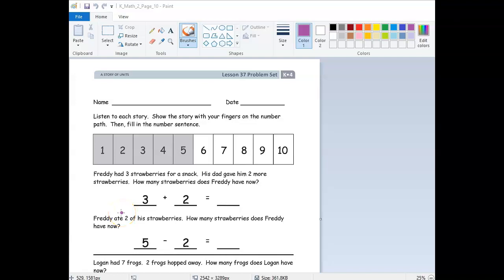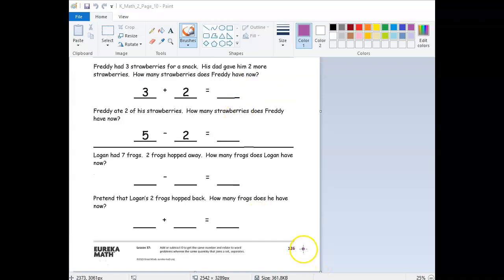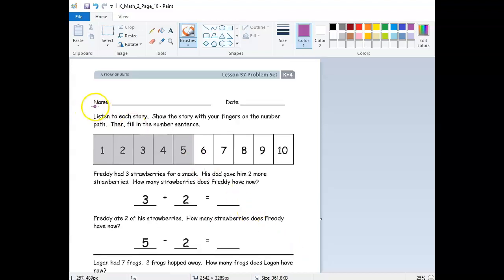This is Mrs. Guerra. Today we will be going over lesson 37, page 126. When I say go, you will have 10 seconds to write your name at the top of the paper and park your pencils. Ready, set, and go. 10, 9, 8, 7, 6, 5, 4, 3, 2, 1, and 0. Your pencil should be parked.